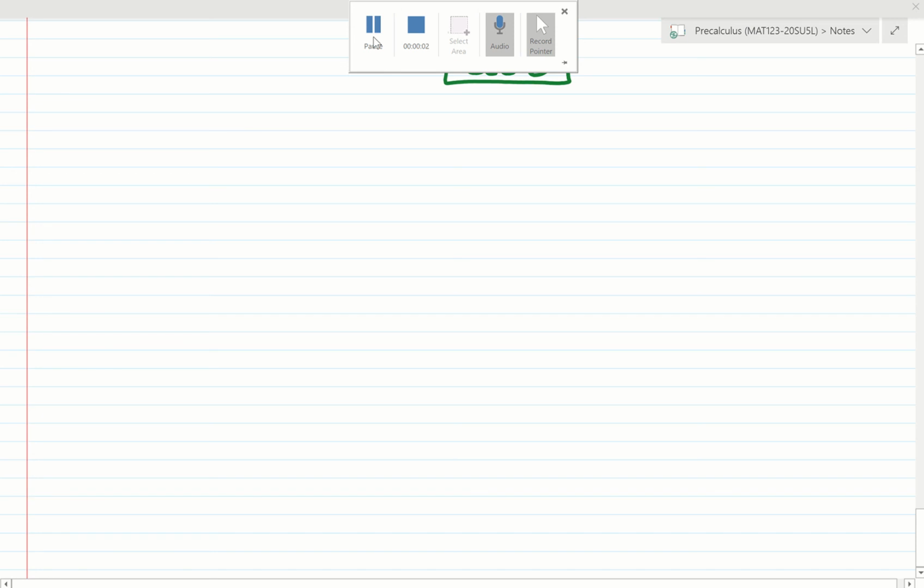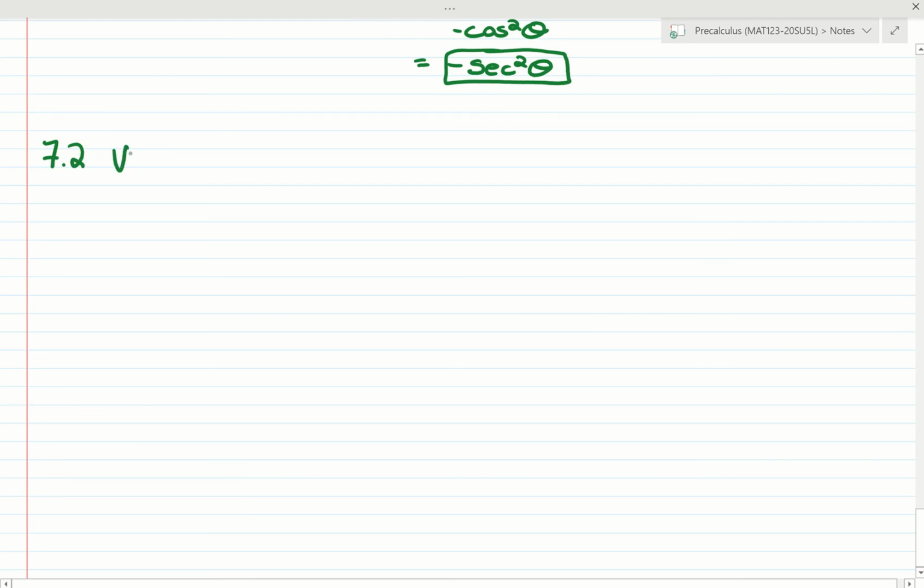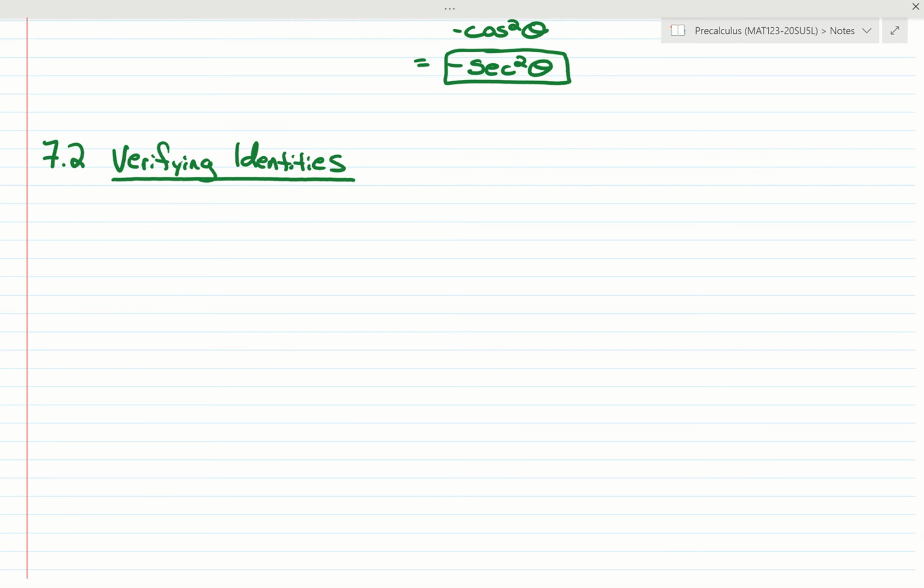My favorite section and lesson in all of math is 7.2. It's called Verifying Identities. And what we're going to do is show how one side is equal to the other side. So let me show you. I have a few examples for us.